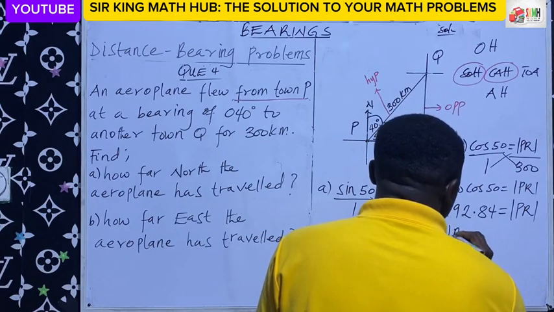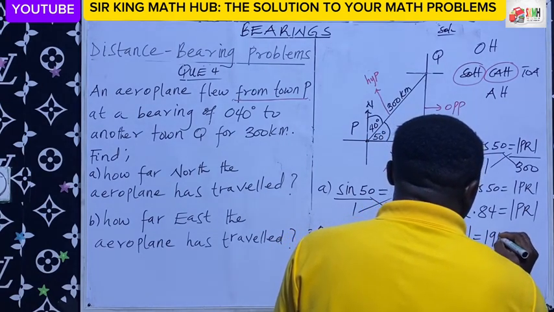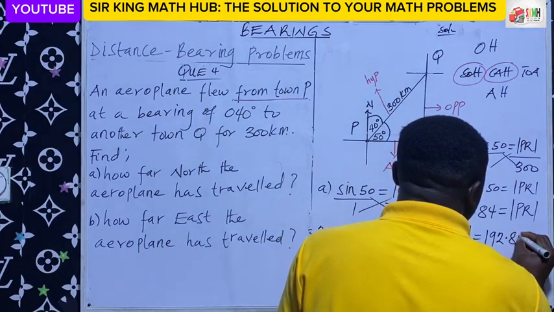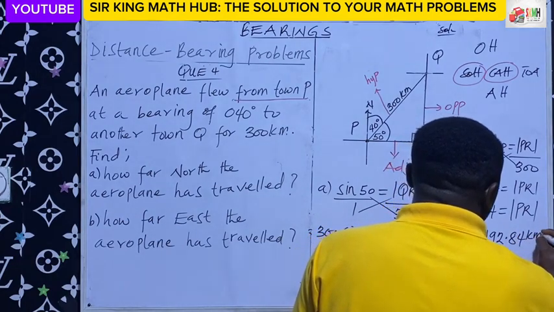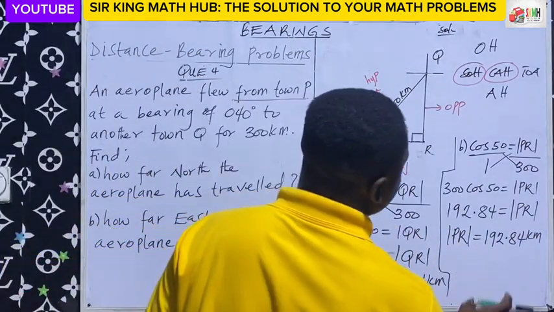So PR is equal to 192.84 kilometers, which also represents how far east the aeroplane has traveled.